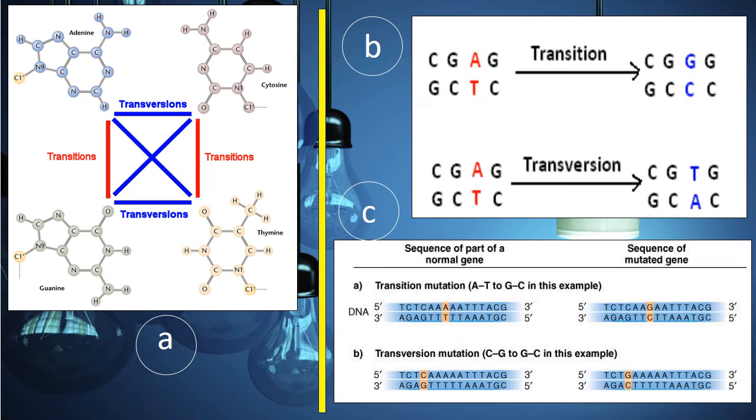In a transversion kind of mutation, the purine will change into pyrimidine. See the image. The purine adenine has mutated into pyrimidine thymine, and the pyrimidine thymine has mutated into purine adenine. This kind of mutation is known as transversion.